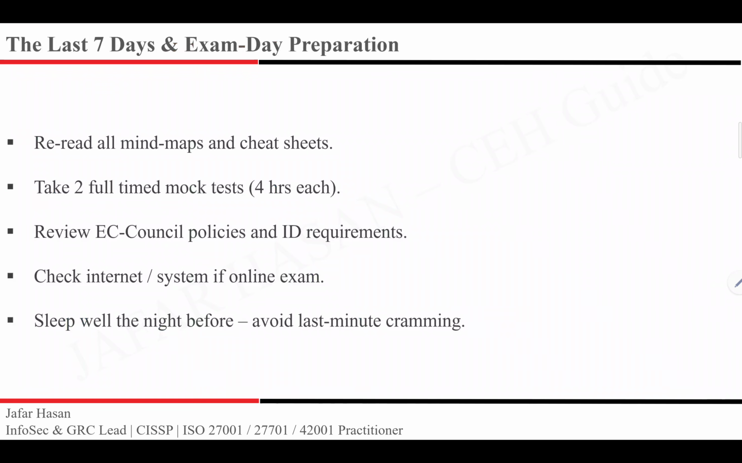Great work, everyone. Now you understand the complete CEH syllabus and a structured study plan that actually works. In part 3, we will go hands-on, exploring the CEH Practical, CEH Master, and how to maintain your certificate through the ASPEN portal.